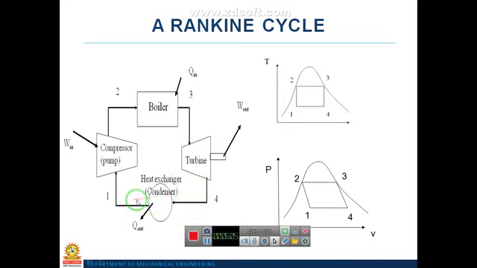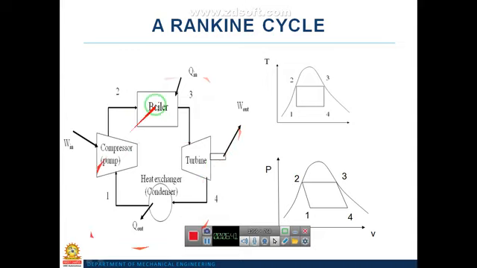Okay, it is a heat rejection process. In the Rankine cycle there are 4 processes. 1 to 2 is the pumping. 2 to 3 is the heat addition. 3 to 4 is the expansion. 4 to 1 is the heat rejection. That is Q out. Here Q in. So totally here we are getting 2 heat: one is the heat addition, one is the heat rejection, and one is the compression, one is the expansion.